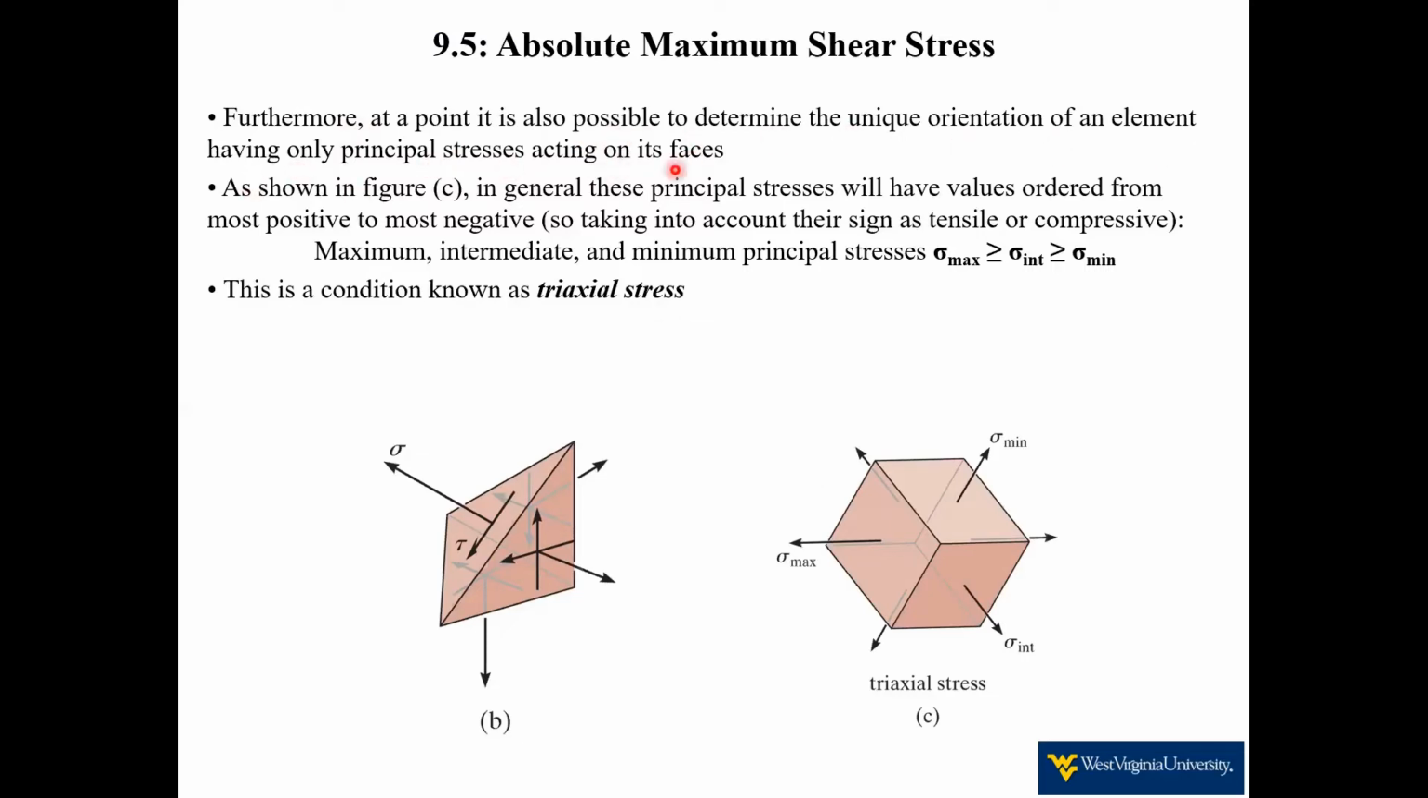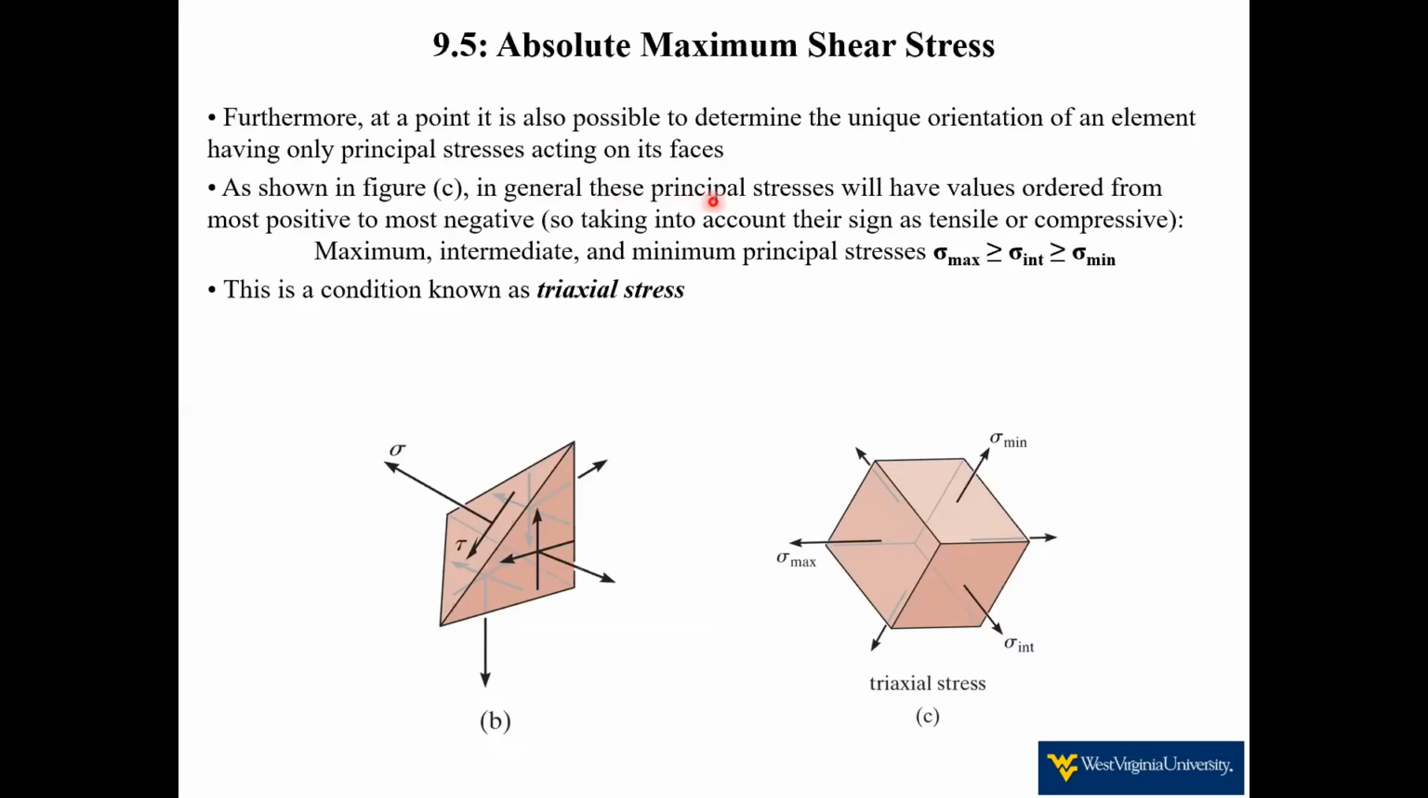Okay, so just as we did in 2D, we can also find the unique orientation of an element having only principal stresses on its faces, looking like this. That is, there's no shear on any face, just like in 2D when we had principal stresses, we only had normal stresses coming out of each face, no shear. That's when we would be at our furthest right and furthest left points of our 2D Mohr circle. Well, we're going to be able to do the same thing for this case here.